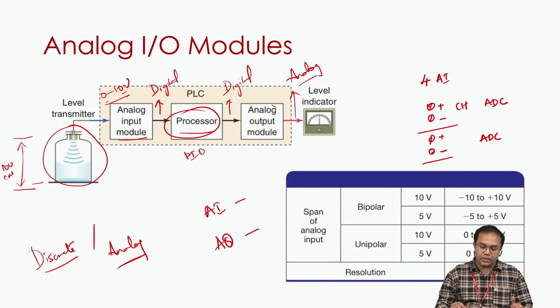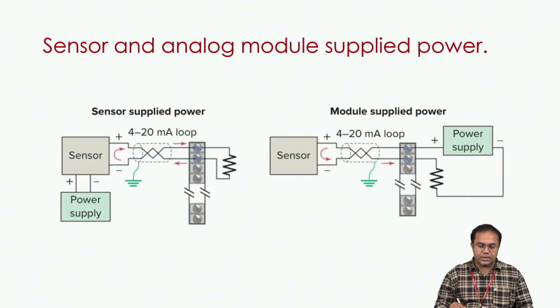So now the next thing is we'll discuss the sensor and analog module and supplies. Sometimes we have special modules for when we interface a sensor to the input module, right? The sensor is sometimes classified into two types, passive and active.